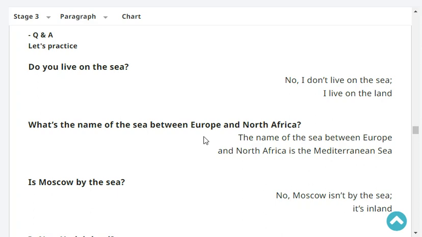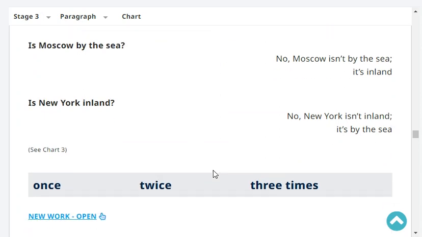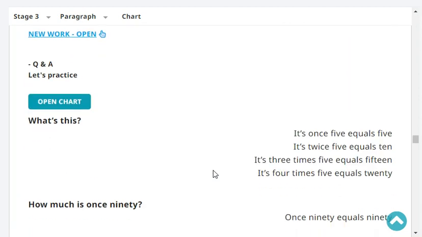Is Moscow by the sea? No, Moscow isn't by the sea. It's inland. Very good. Is New York inland? No, New York isn't inland. It's by the sea. Very good.